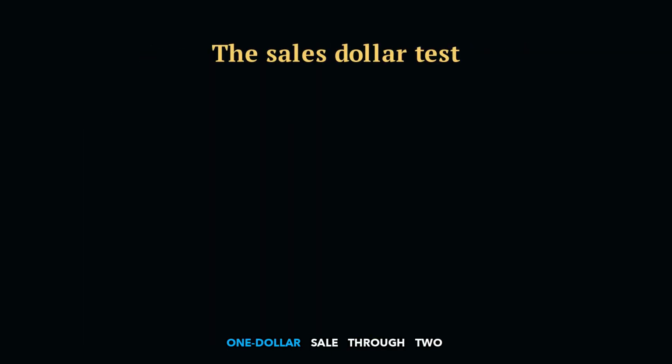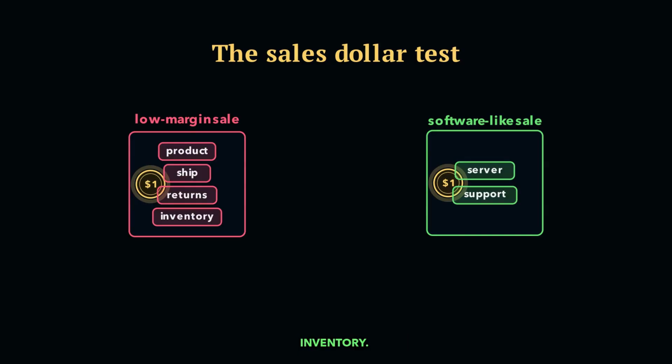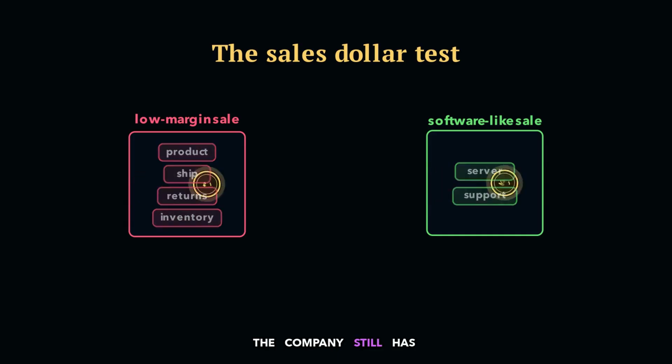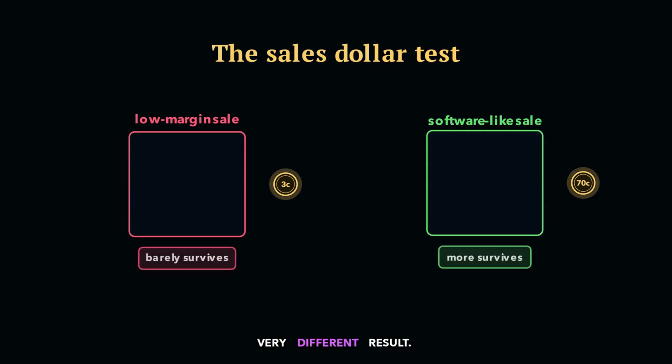Now send the same $1 sale through two businesses. On the left, the company sells a low margin product. A customer pays $1, but the company has to buy the product, package it, ship it, handle returns, and keep inventory. Most of the dollar disappears just to deliver the sale. Maybe only 3 cents are left. On the right, the company sells a software tool. A customer also pays $1. The company still has costs, but serving one more customer may cost much less. Maybe 70 cents are left before the rest of the company expenses. Same $1 of sales, very different result.